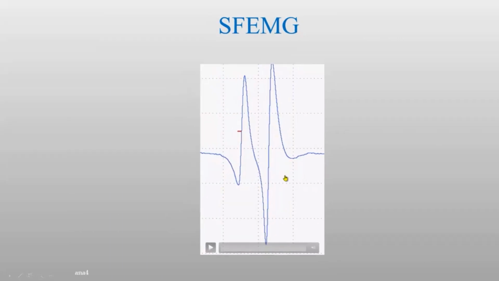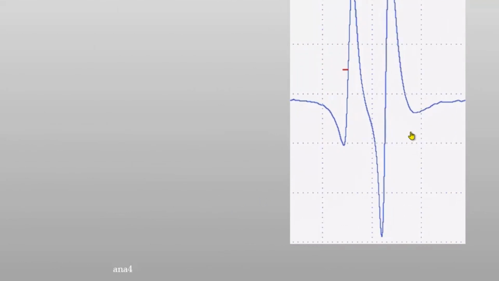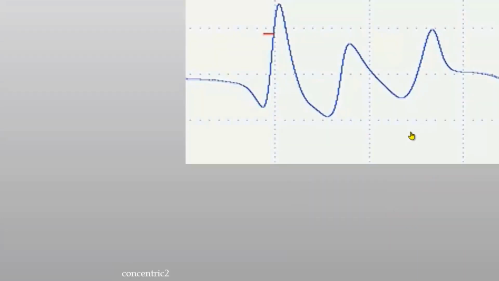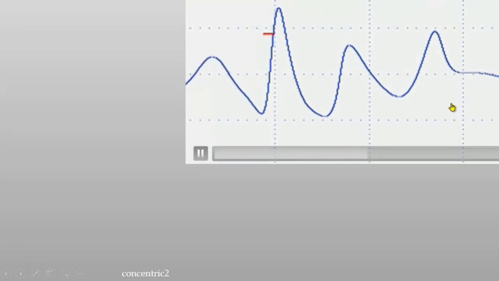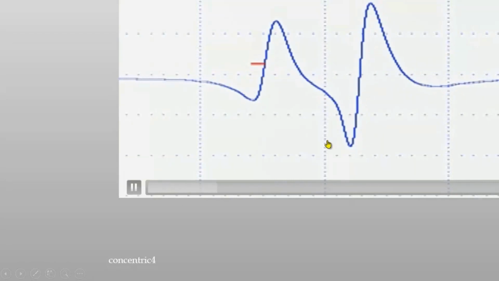This is a single fiber electrode. And you see that the signals were rising with a parallel shape, and they were constant in shape but variable in latency. And here is a recording with a concentric needle electrode. And here is another concentric needle electrode recording.